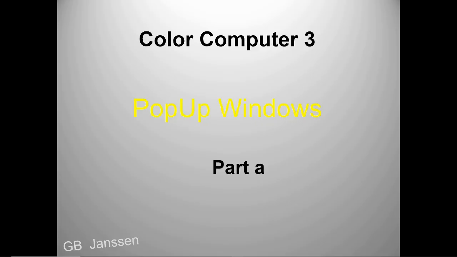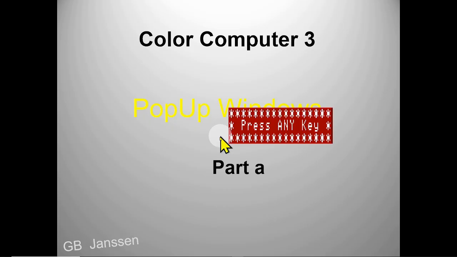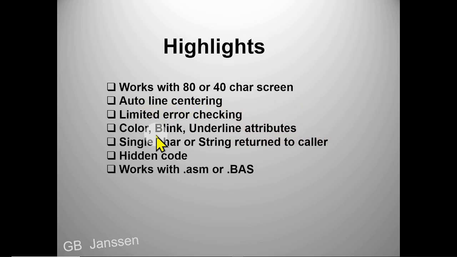Time for some more Color Computer 3 coding. This time we're going to have a series of parts to this particular one on pop-up windows using some extra memory blocks for some hidden code. And well, let's just take a look here. There, pop-up window. I'll put it on this screen here to show you what one of them will look like. And here are some of the highlights.